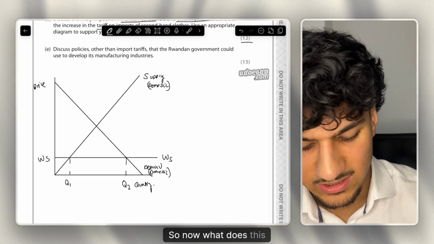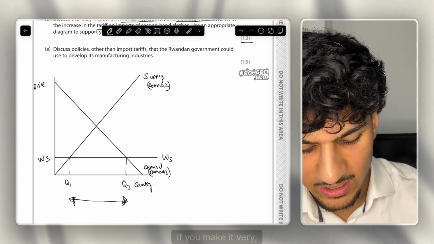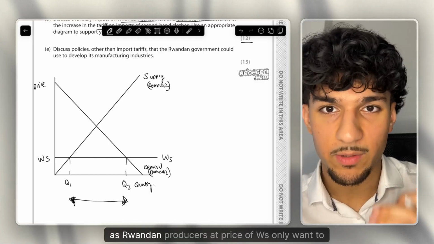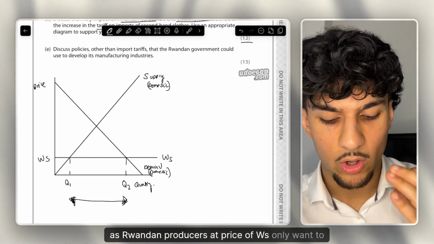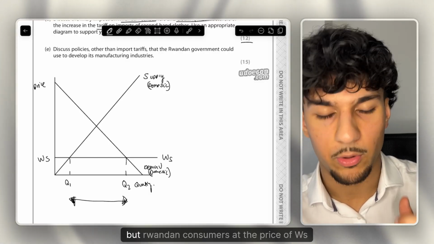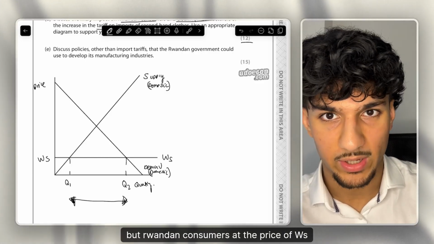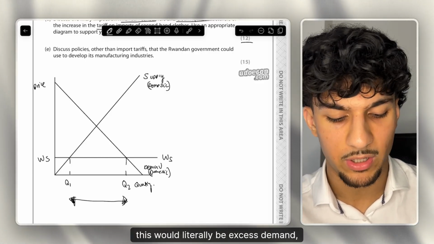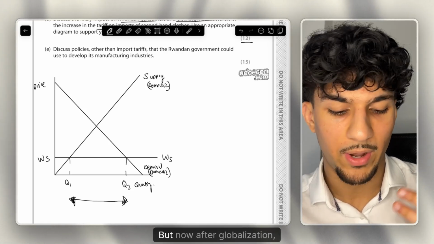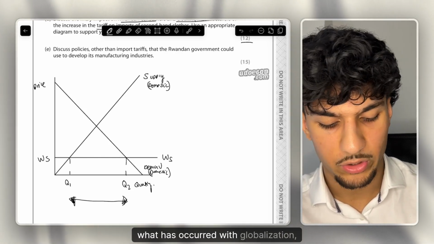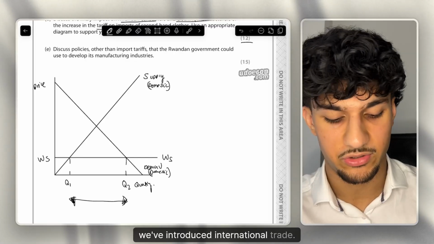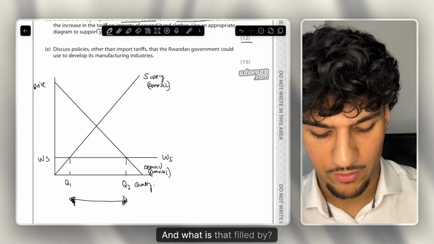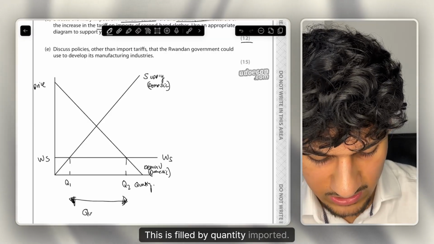So now, what does this represent? Essentially, if you put it very simply, this represents excess demand, doesn't it? As Rwandan producers at the price of WS only want to supply Q1, but Rwandan consumers at the price of WS want Q2. So before globalization, this would literally be excess demand, a shortage in the market. But now after globalization, what has occurred? With globalization, of course, we've introduced international trade. Therefore, this discrepancy now is filled. And what is that filled by? This is filled by quantity imported.